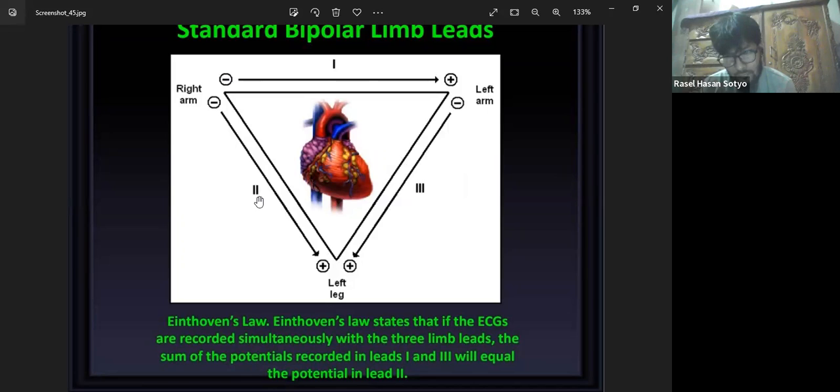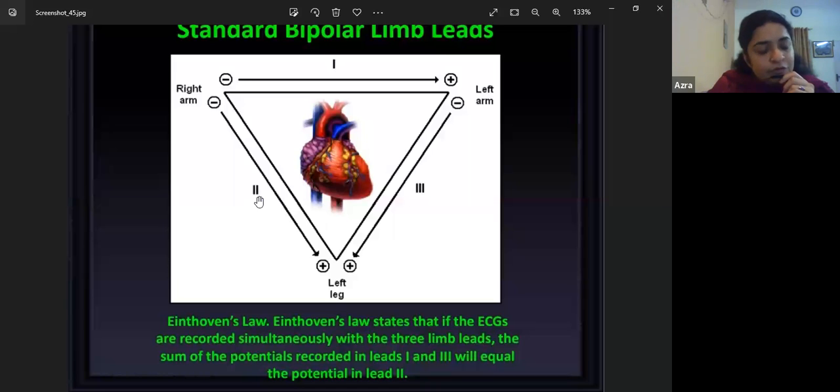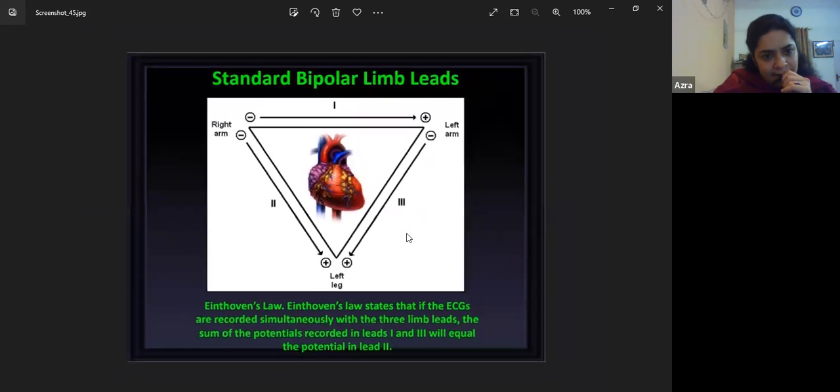So you will not have to calculate the 2. Why? You will get the result when you sum number 1 and number 3.